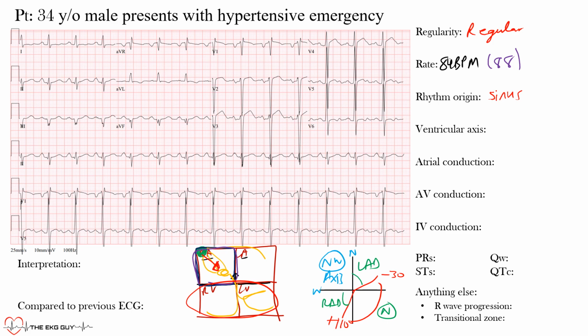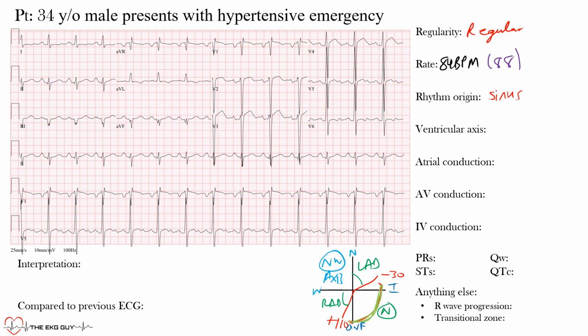Okay, so we now have to ask ourselves, is this a normal axis? Okay, does it lie within this region here? So the leads to look for will be lead 1 that sits here and lead AVF. That's what we'll start with. Okay, that tends to make things easier. So let's draw these out. Okay, so now that you know that, let's look at leads 1 and AVF.